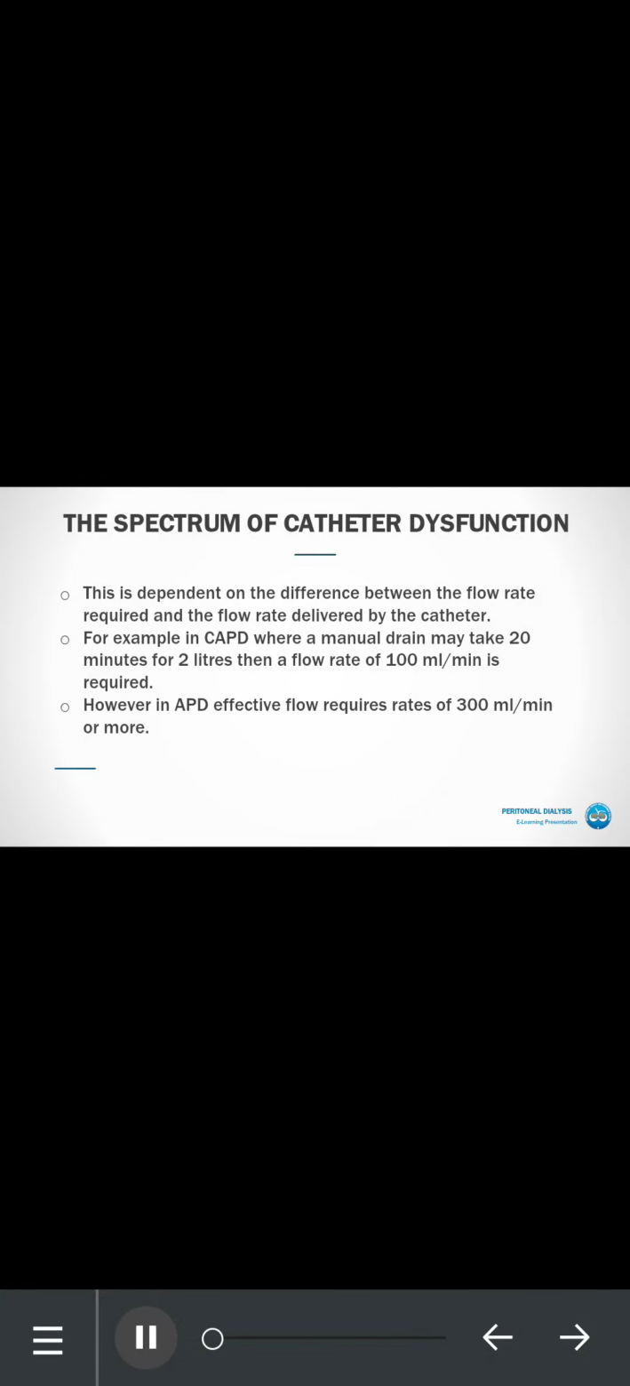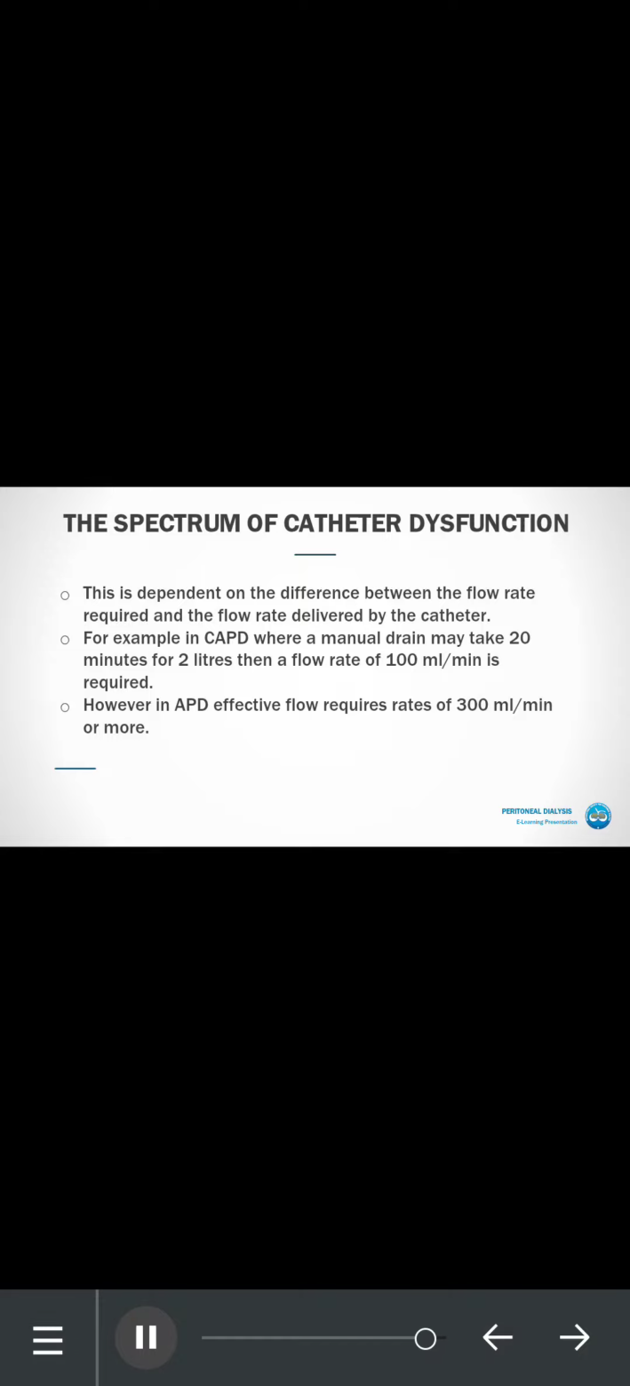The spectrum of catheter dysfunction is dependent on the difference between the flow rate that's required and the flow rate that's delivered by the catheter. This point is important because if you think about CAPD versus APD, the flow rates required in CAPD are generally lower than those required in the automated peritoneal dialysis machine, and I've highlighted that here. Therefore, you're less likely to get catheter flow dysfunction in someone on CAPD than someone on APD. Clearly, the catheter has to work for both, but this may be an argument to start patients on CAPD first before then introducing APD once the catheter has settled down.